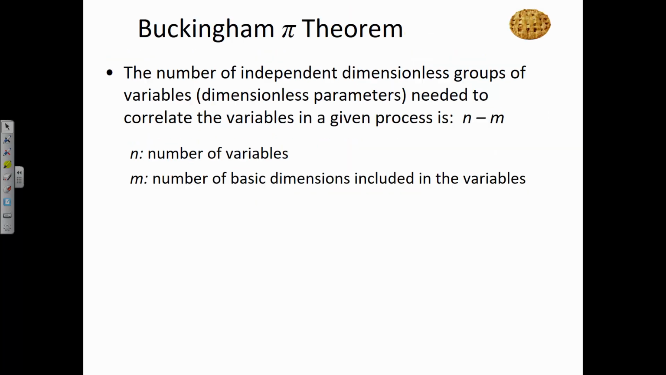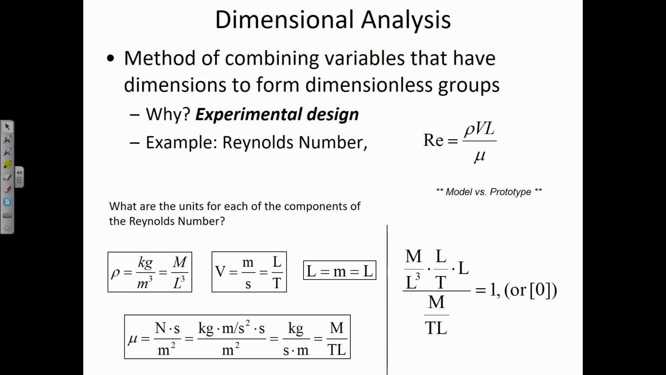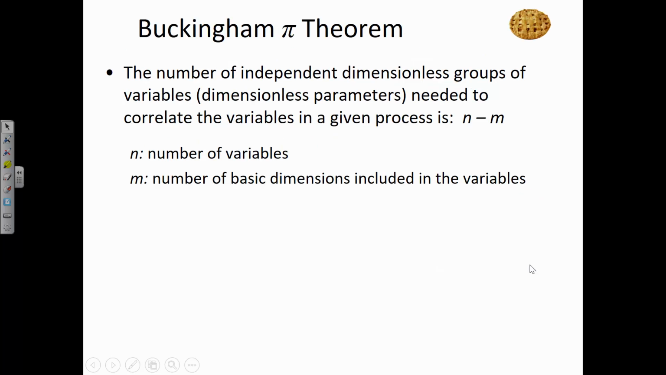Okay, so we were talking about unitless groups, and this zero with the brackets around it means a combination of units, a combination of variables that has no units. So the Buckingham pi theorem is an approach to creating these unitless groups so that you know how to gather experimental data to form new equations.